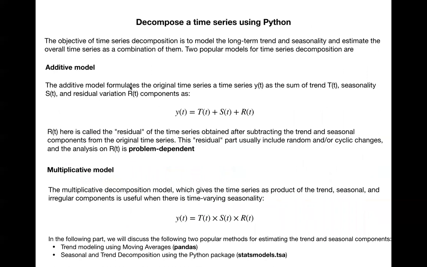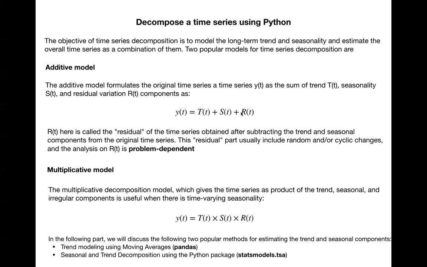The additive model assumes that the time series Y is a superposition of a trend series T, a seasonal time series S, and the residual variation R, right? So the residual here is basically obtained after subtracting T and S from Y. T and S are regular, so it's relatively easy to separate T and S from Y, and whatever is left is the residual. The analysis on the residual component is very problem dependent.